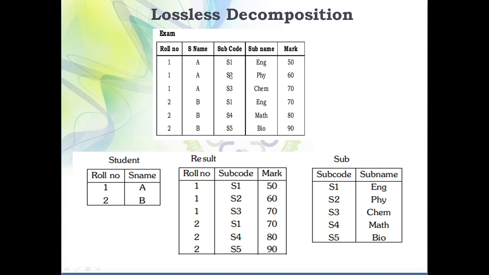Then S2, we check for S2. S2 is matched here. So what is the subject name? Physics. So we added Physics over here, because these columns are already there. Now S3 is compared with this, so we got S3 with this, so we are going to add Chemistry. Then again S1 is compared with this, so again we got English. S4 is compared, so it matches only in the fifth row, S4. So the subject is Math, and S5 is matched with this, so Bio. So in this way we are getting this original table back.